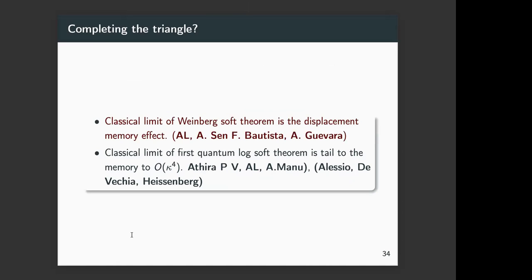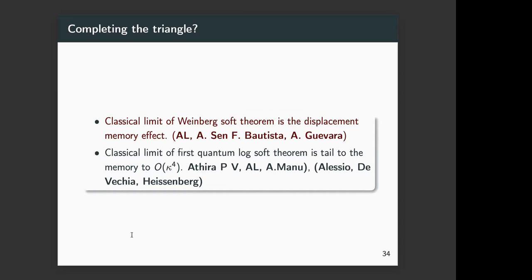The relation with the infrared triangle: we know that if you take the classical limit of the Weinberg soft theorem, in the sense that you take large bodies and look at the classical limit of the amplitudes in the way Emil talked about, for example, and you look at what happens to the leading soft radiation, it turns out that it precisely gives us a displacement memory effect.